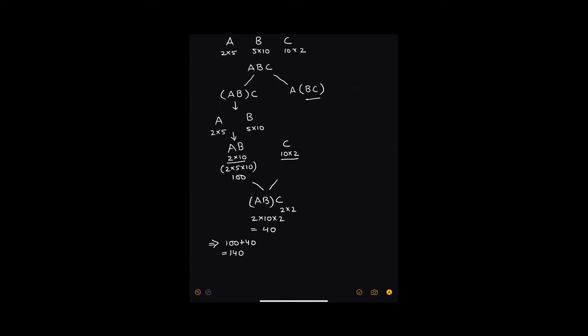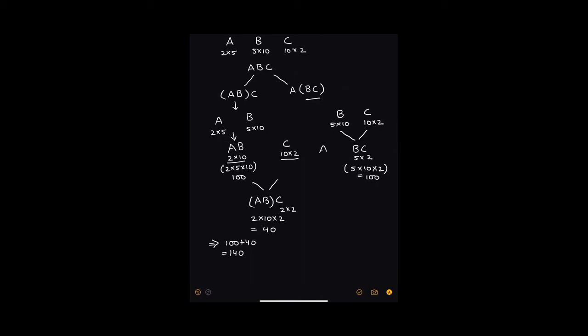Let us check with the other order. First of all, I am multiplying my B and C matrices. B is of 5 cross 10 dimension and C is of 10 cross 2 dimension. So the new matrix that I obtain is BC with dimension 5 cross 2. And the number of multiplications required was 5 into 10 into 2. This is equal to 100 multiplications.